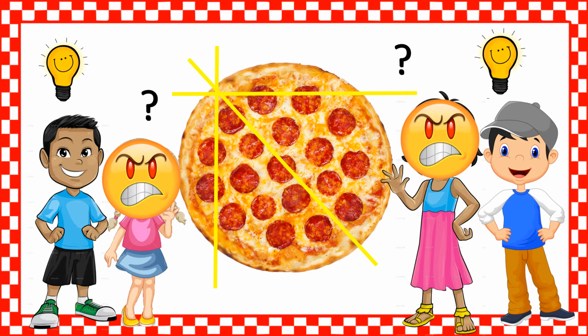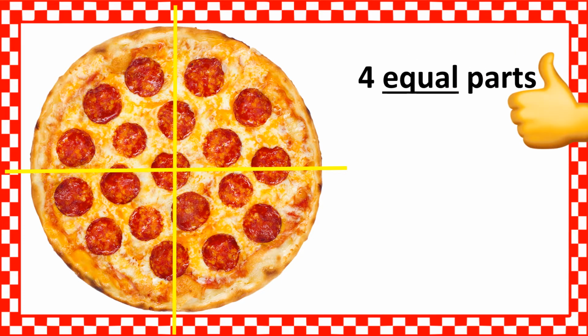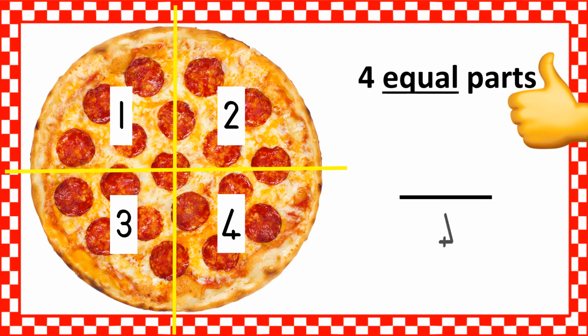Ha! The girls agree with you. That is definitely not fair. So how can we divide the pizza in order for it to be fair? That is right. We should divide the pizza into 4 equal parts. And that is what fractions are all about. Dividing things up into equal parts, because fractions are always fair. So the bottom number of a fraction will always tell us into how many parts something was divided up into.